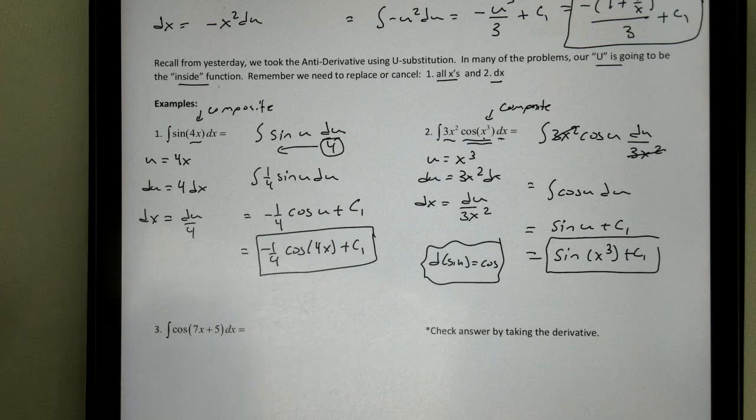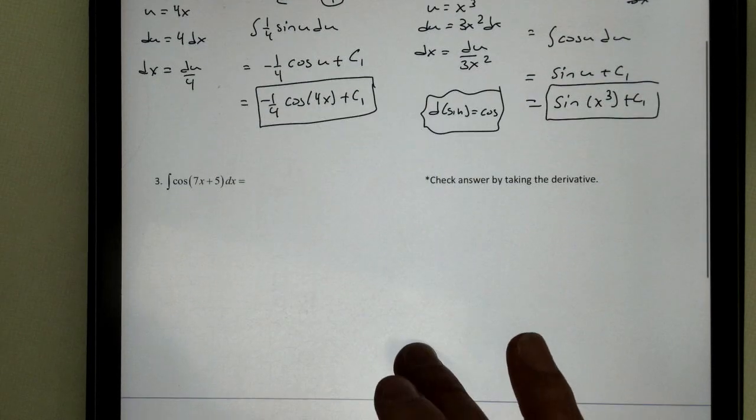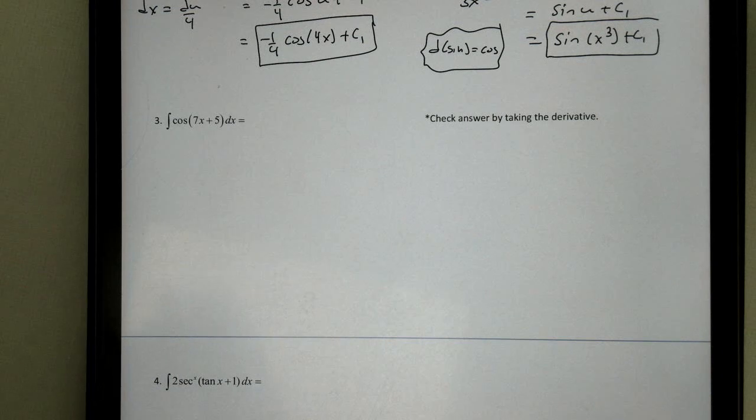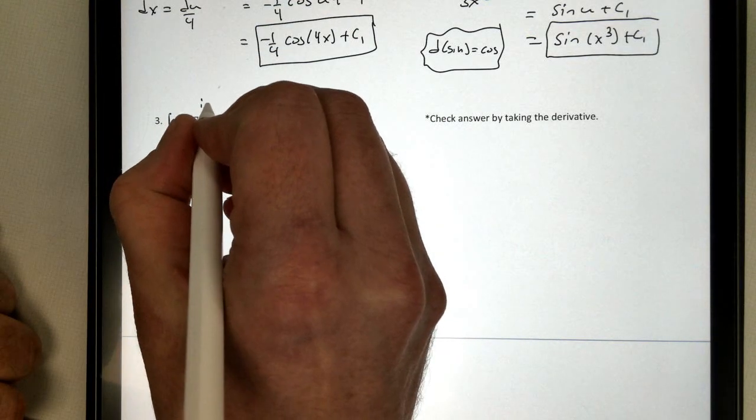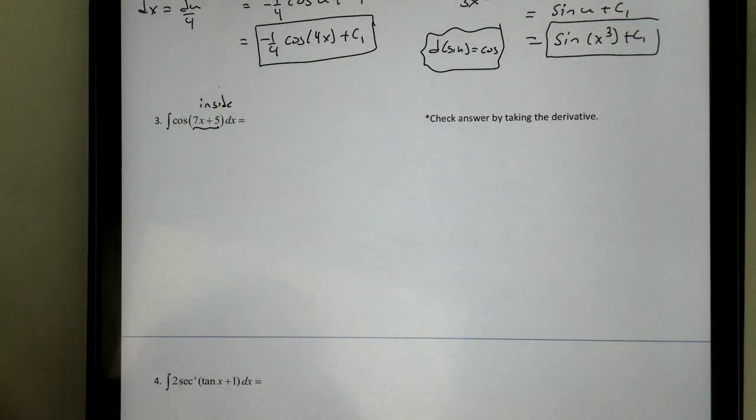Okay, let's start. So if you want to pause it right now, go and try number 3. You can. I'm going to go and keep going. So for number 3, same thing. It's composite because I have an inside function. This would be like chain rule for us.